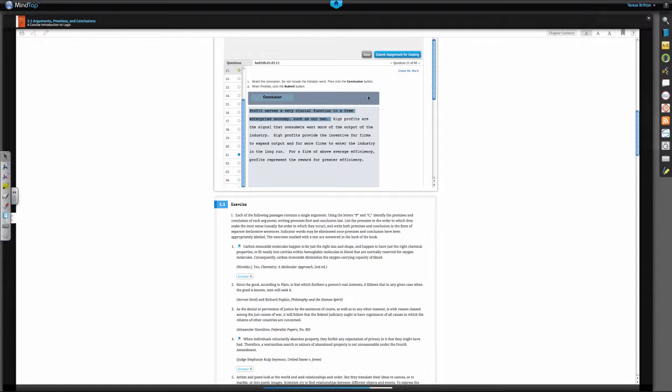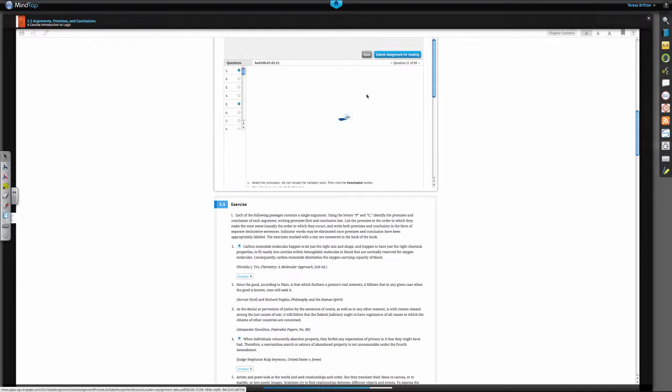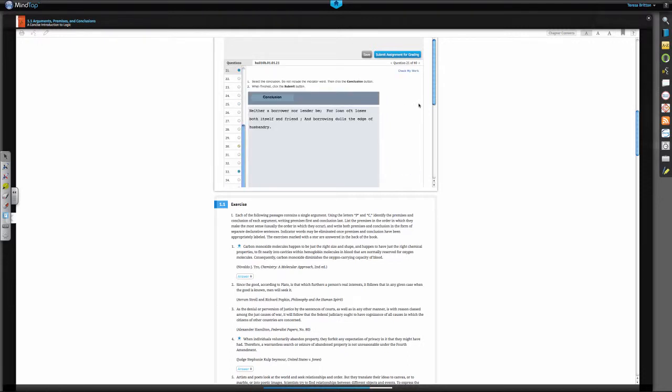Okay, a couple more. Let's take a look at number 21. What do we have here? Neither a borrower nor lender be, for loan oft loses both itself and friend, and borrowing dulls the edge of husbandry. Okay, is that Shakespeare or something? Sounds like it. Hey, it could be Benjamin Franklin. I don't know. I think it's Shakespeare. So I'm going to go with conclusion: neither a borrower nor a lender be.